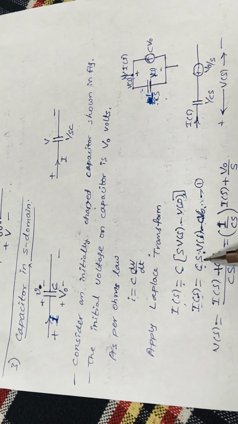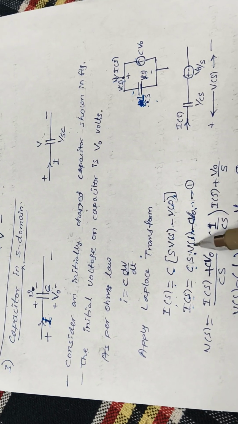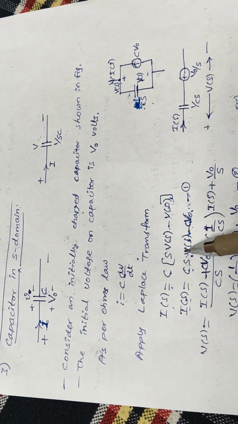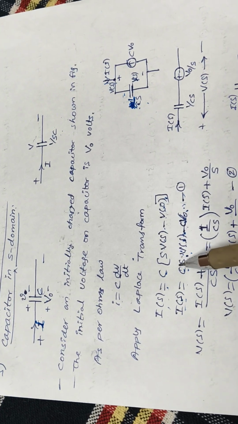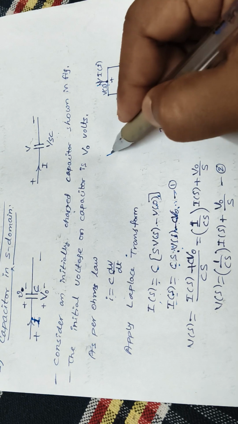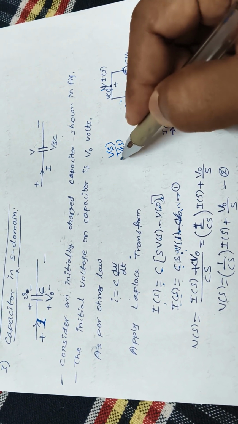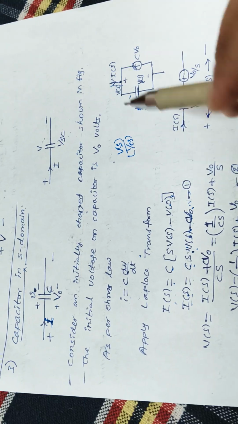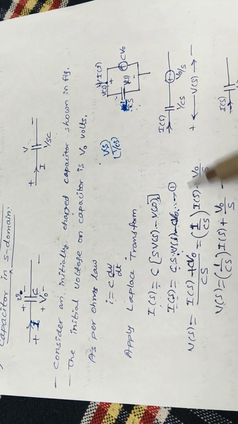Total current is nothing but the sum of these two currents. This can be the independent current source. And what about this one? Voltage divided by impedance: if Cs needs to be multiplied in the numerator, it has to be V of S by 1 by Cs. Then only it will go to the numerator, right? That's why I have represented the capacitance with 1 by Cs.